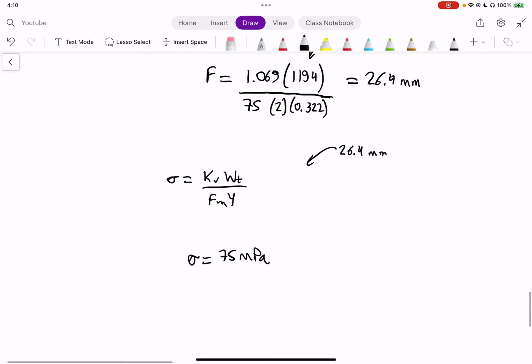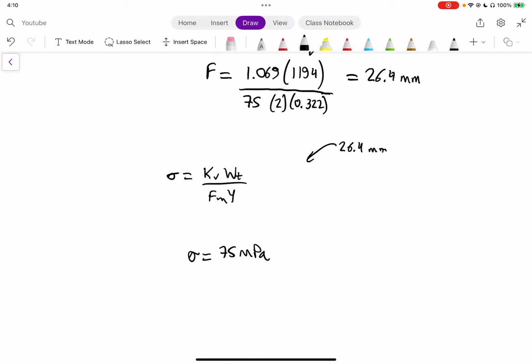Now, if I plug in a value of 30 millimeters, and I'll draw it in blue this time, what would happen to our sigma? Our sigma would be less than 75 megapascals. So that means that if I increase my face width over 26.4, then I would never exceed 75 megapascals. Increasing my face width obviously makes sense in terms of what I need to do if I need to not exceed 75. So if I write in red here, I can say that F should be greater than or equal to 26.4 millimeters.